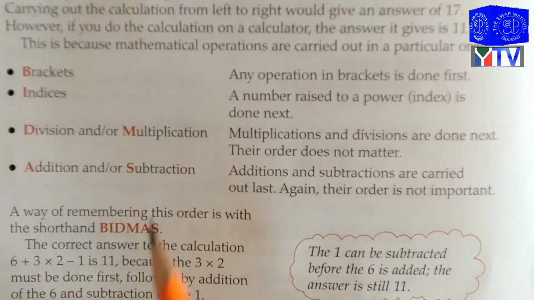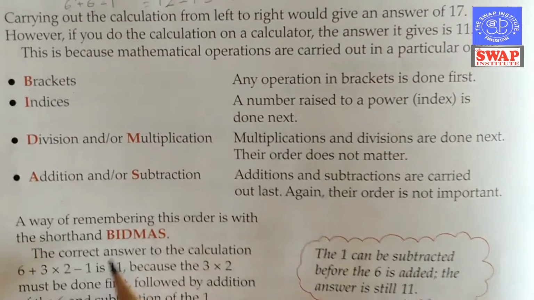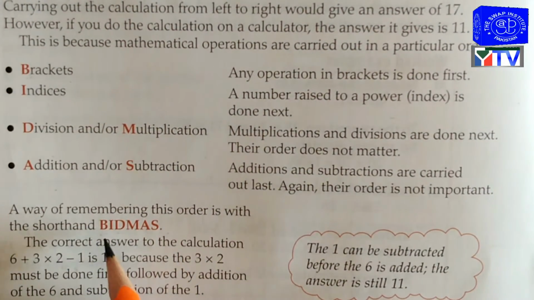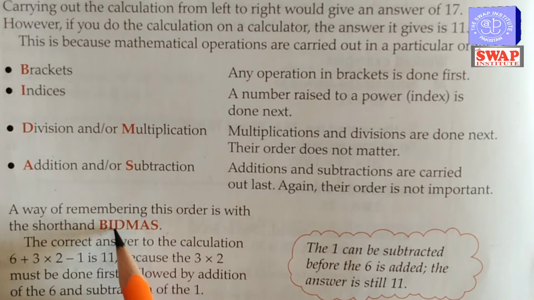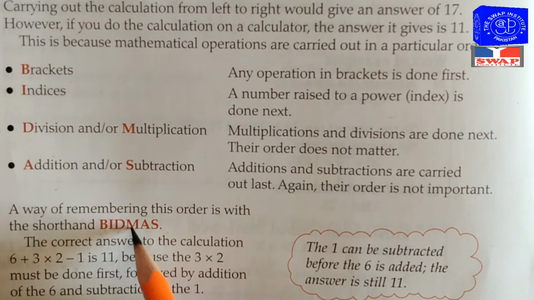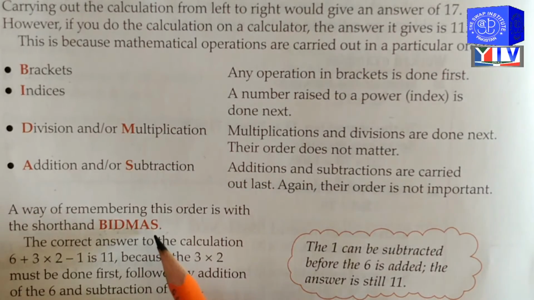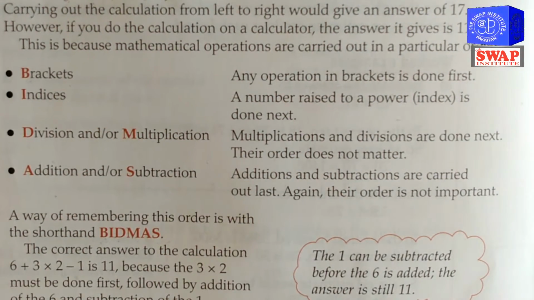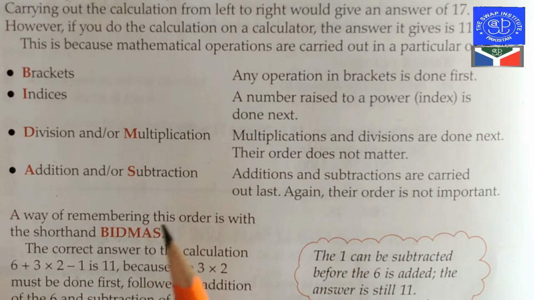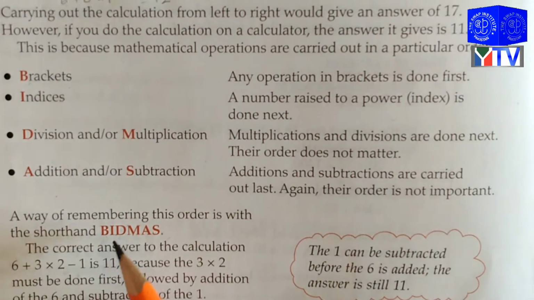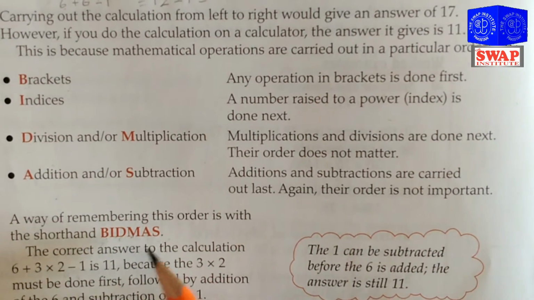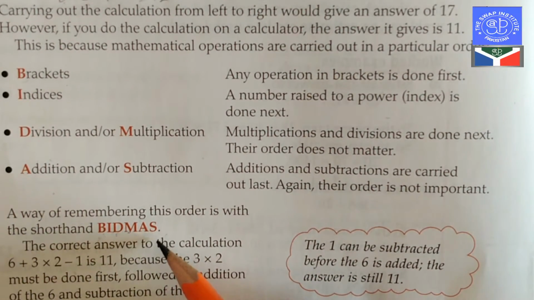In short, this rule can be remembered by just remembering the first letters, and this is called BIDMAS. B for brackets, I for indices, D for division, M for multiplication, A for addition and S for subtraction. Whenever you have all these operations in your question, you have to first of all solve brackets, then indices, then division, then multiplication, then addition and then subtraction.